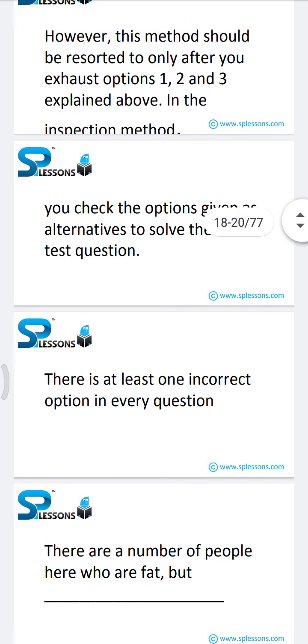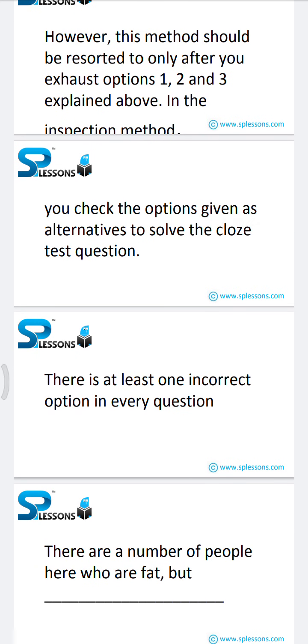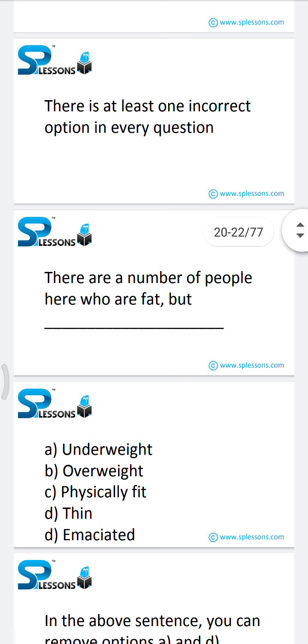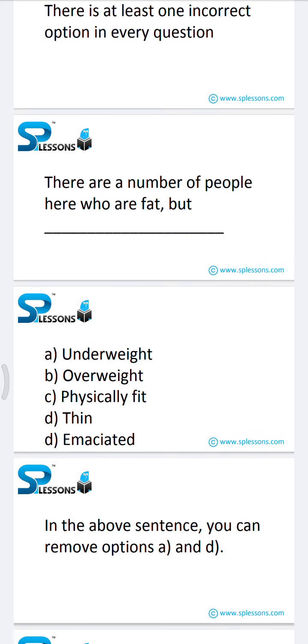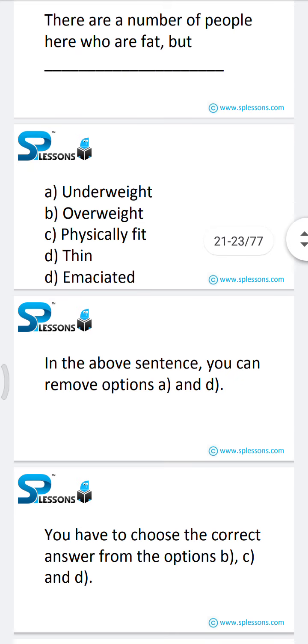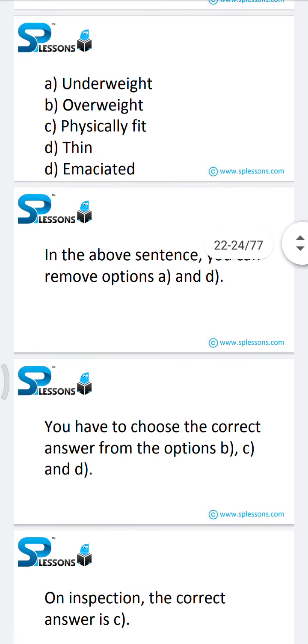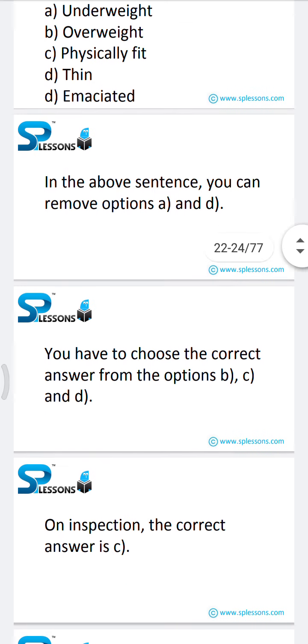So, this can be better understood using an example. So let's check the example. There are a number of people here who are fat, comma, but, and the blank. In the blank, you need to fit the correct option from the provided options. A, underweight, B, overweight, C, physically fit, D, thin, E, emaciated. In the above sentence, you can remove options A and D. You have to choose the correct answer from the options B, C, and D. On inspection, the correct answer is C.